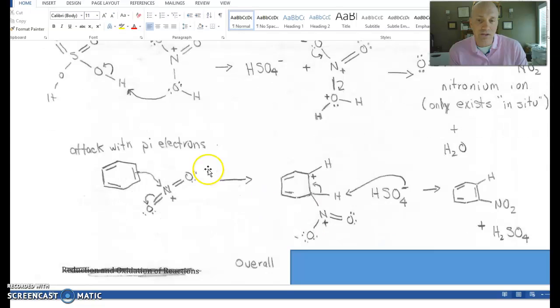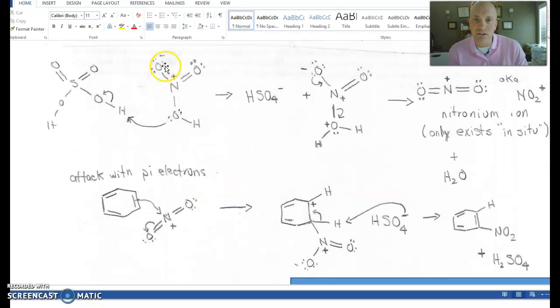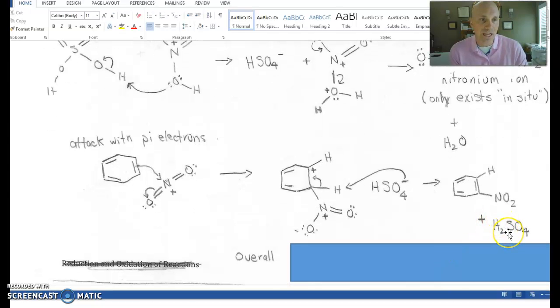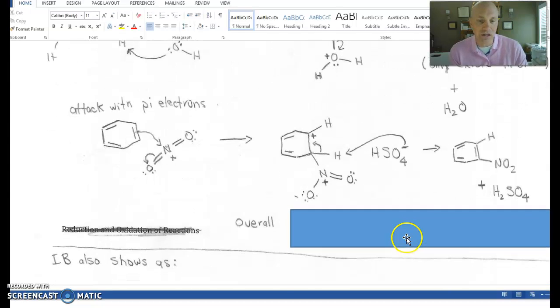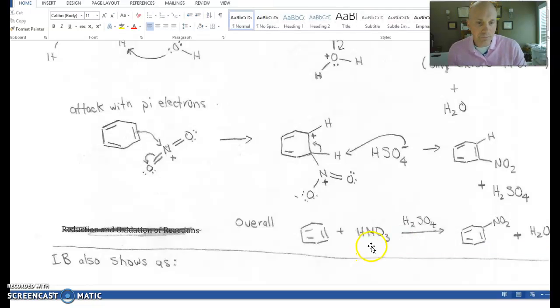One thing that I want to point out about this: we used a molecule of sulfuric acid here, but we ended up regenerating a molecule of H2SO4 here. So if you use one and then you make one, there's no net consumption, there's no net production. Therefore, H2SO4 is a catalyst in this reaction. It doesn't get consumed. So if you wanted to draw a reaction for this, you could do it like this.